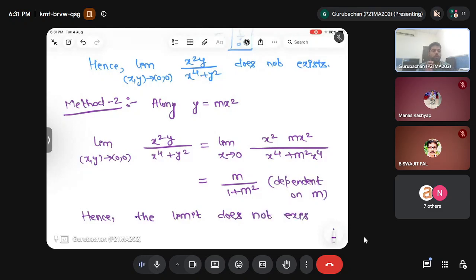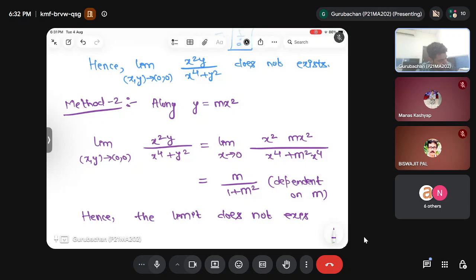So I hope it is clear how to show that the limit exists and how to show that the limit does not exist. Okay, there is one more way, called the polar coordinates, to see whether the limit exists or not. That we will do in the next example, or the next question. So let me write the first question. Find the value of the following limit. And what is that?